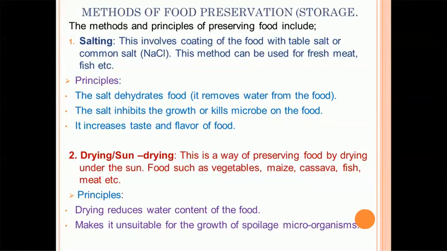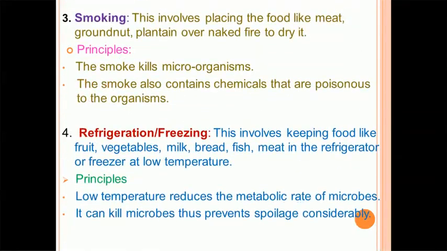Number two method of preserving food is the drying method. It can also be known as the sun drying method. This is a way of preserving food by drying it under the sun. Foods such as vegetables, maize, cassava, fish, meat, and so on can be preserved using this method. Right? Now the principle here is that the drying reduces the water content of the food. We discussed this earlier. The second point here is that it makes it unsuitable for the growth of food spoilage microorganisms.